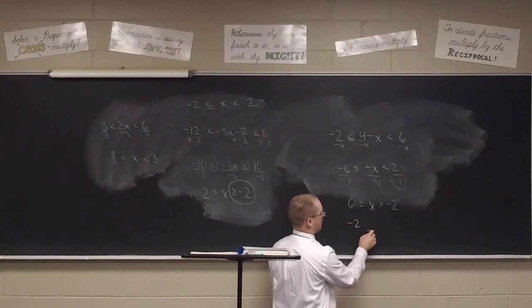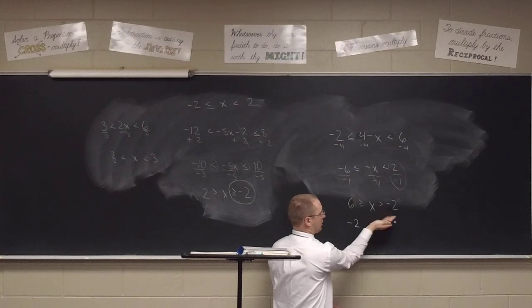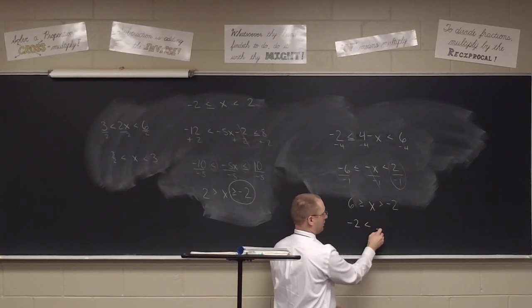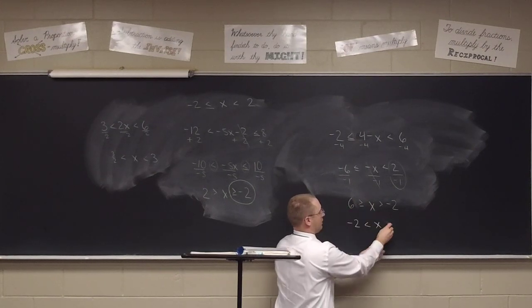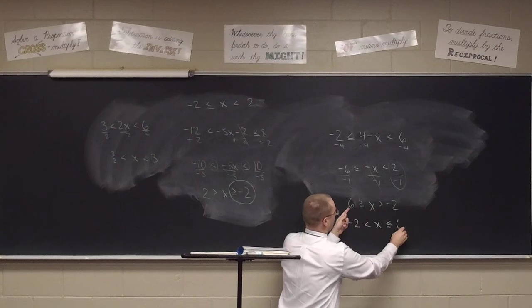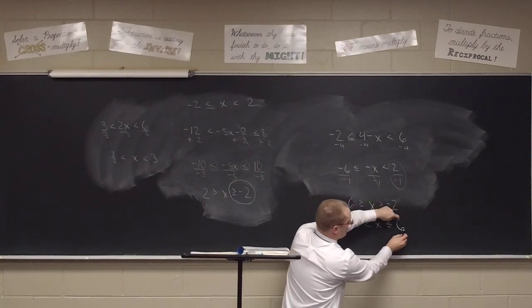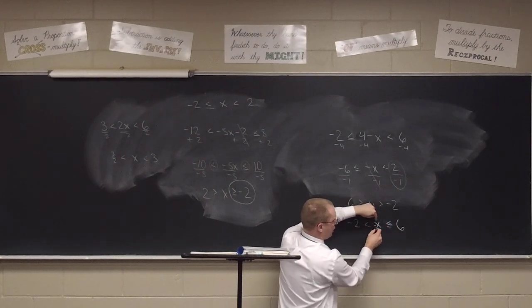Negative 2 is less than x. It's greater than. Oh, he's going to flip. Or less than. Or equal to 6. There we go. So that this mouth still opens to the 6. This mouth still opens to the x.